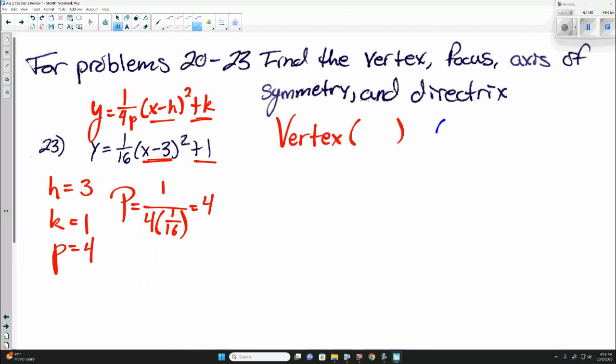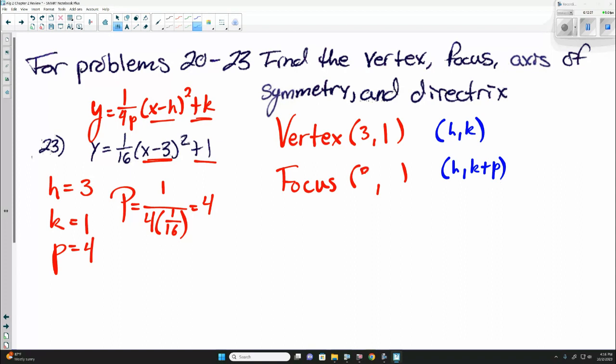Now the vertex is the point h, comma, k. Well, our h value in this case is 3, k is 1. Now our focus for this here is the point h, comma, k plus p. Well, our h value stays the same, 3. We do need to calculate the k plus p, which in our case would be 1 plus 4, giving us 5. So the focus is the point 3, 5.